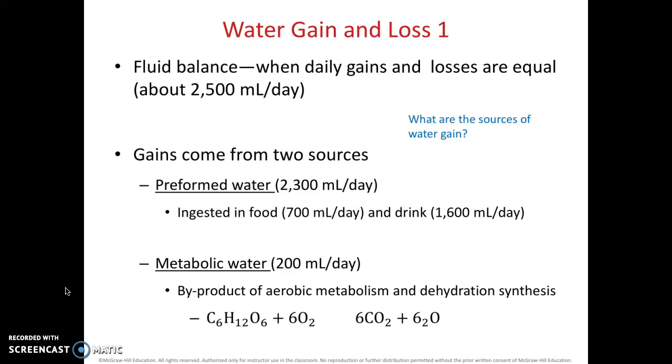There are several animals who can get by, like the kangaroo rat. They can get by without drinking any water, and this is mostly because they survive on metabolic water. Humans are not one of these.